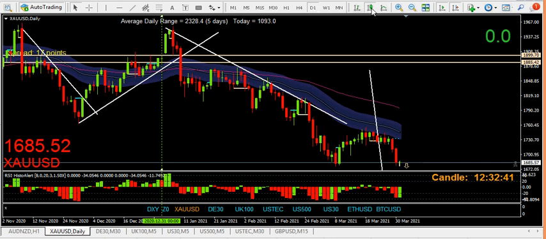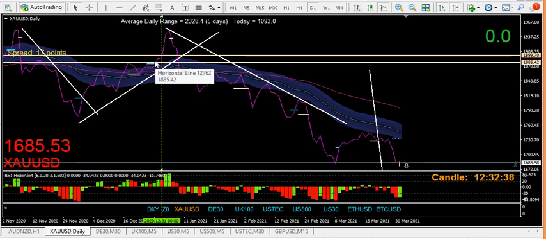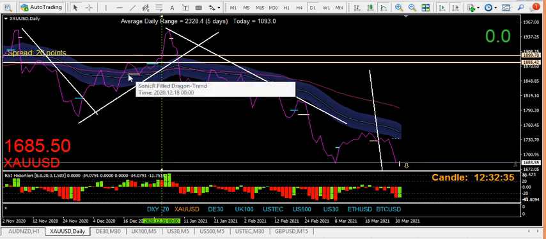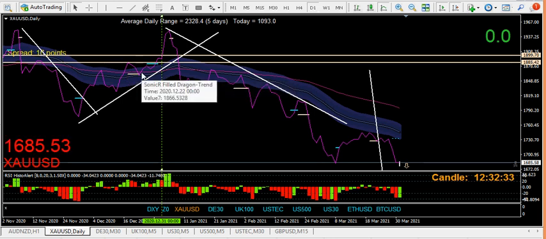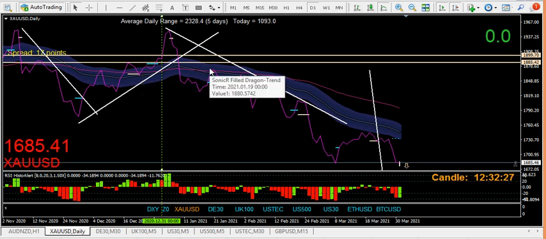Not sure whether it got taken out. No, it didn't get touched. It didn't go anywhere near it, did it? But that stop needs to be behind old support, old supply, so that you know it's been exhausted before you consider entering.